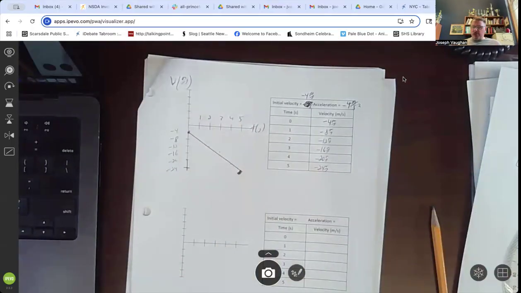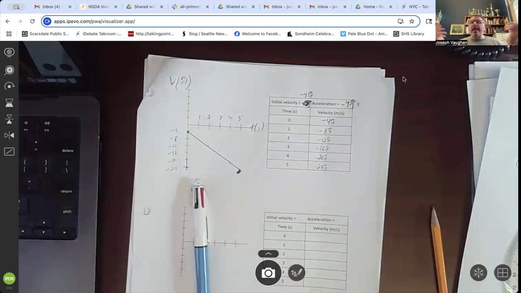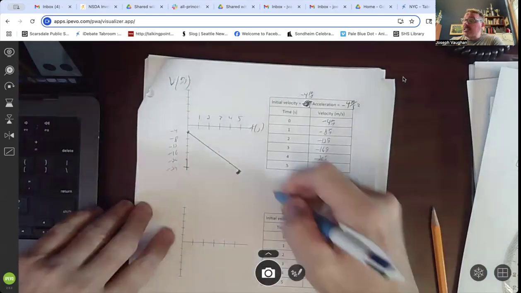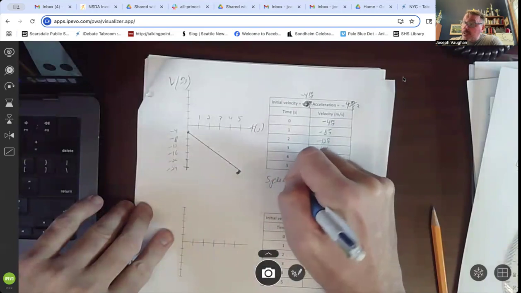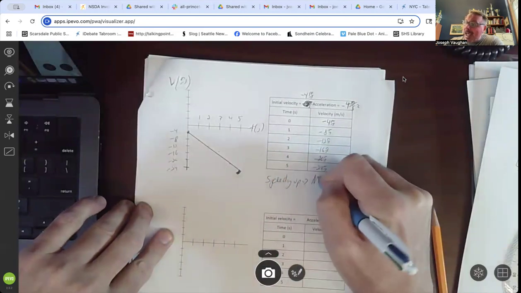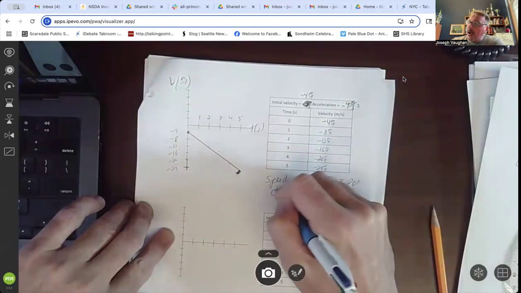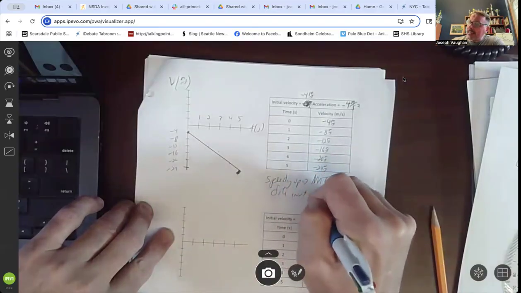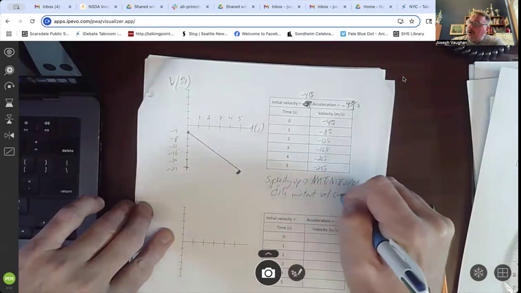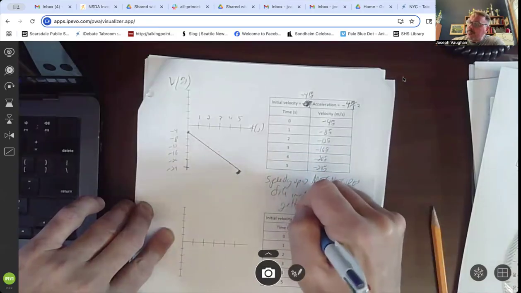This is a tricky thing, because you might say these numbers are getting smaller because the numbers are trending towards negative infinity. But that's not the way to think about it. Is this thing speeding up or slowing down? Well, it's speeding up because the magnitudes of the instantaneous velocities are getting larger.